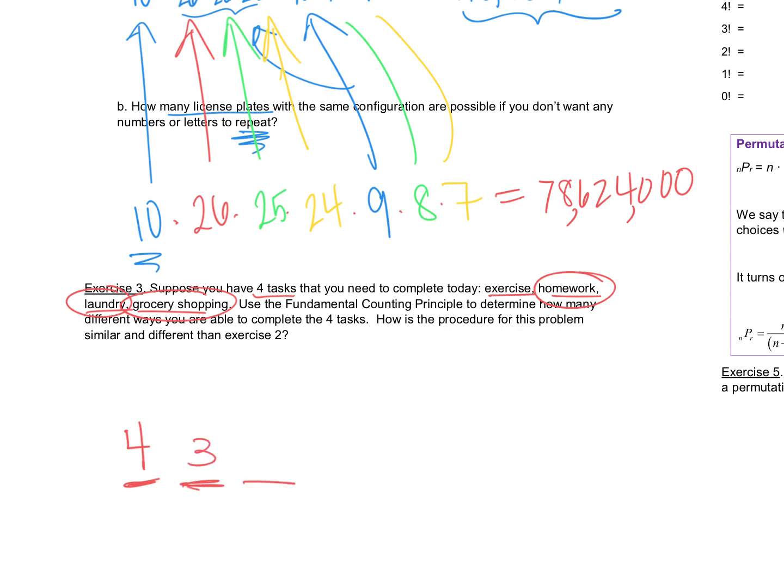And it will continue on once I choose another activity. So let's say I chose exercise, I chose homework. Then there's only two ways that I could choose the next activity. And then that leaves only one activity for the rest. So this one's kind of like a countdown. We had four objects. We're rearranging them. 4, 3, 2, 1. That's going to be a total of 24 ways of completing those four activities. So you got options to do those chores.